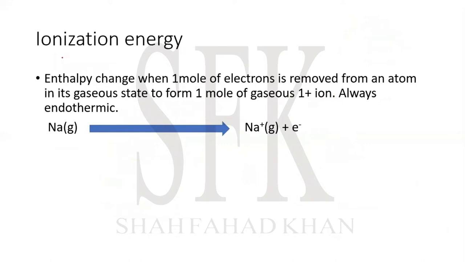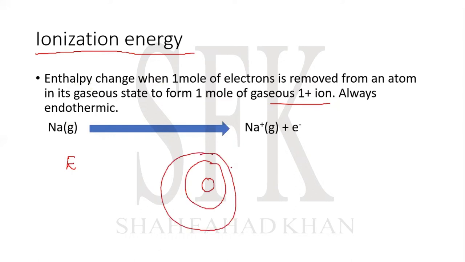Moving on to ionization energy, guys. Remember ionization energy? We did this in great detail. It is the enthalpy change when 1 mole of electrons is removed from an atom in its gaseous state to form 1 mole of gaseous 1 positive ions, right? If for example this is your atom and this is the valence electron, the energy that I provide to this valence electron, okay, valence is important. In case of ionization energy, it's the valence electron that we are dealing with.